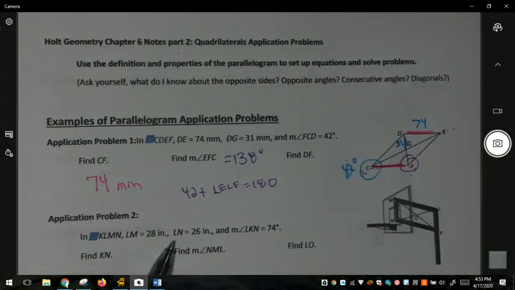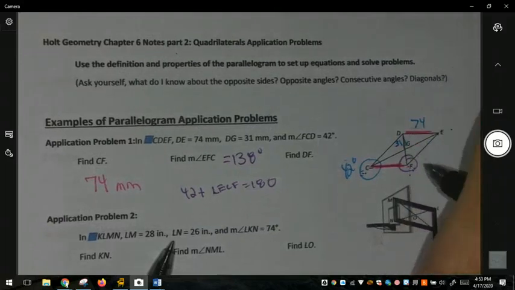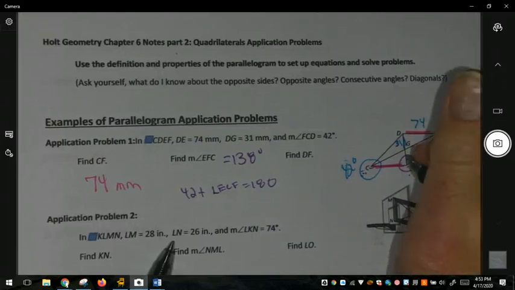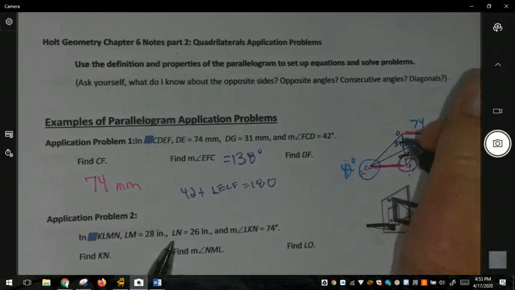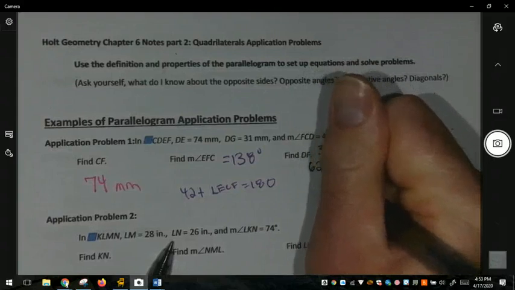And lastly, for this particular application problem, they want us to find the length of DF, which is the diagonal. The diagonals of a parallelogram don't do very much, but as we saw in our exploration, they do bisect each other. So this piece is also 31, making the full length of DF 31 plus 31, or 62.